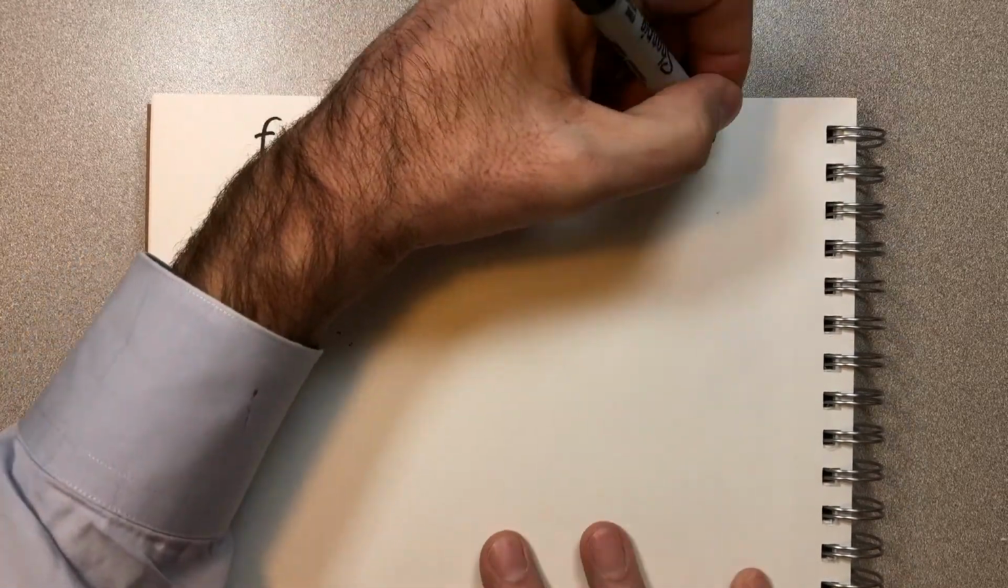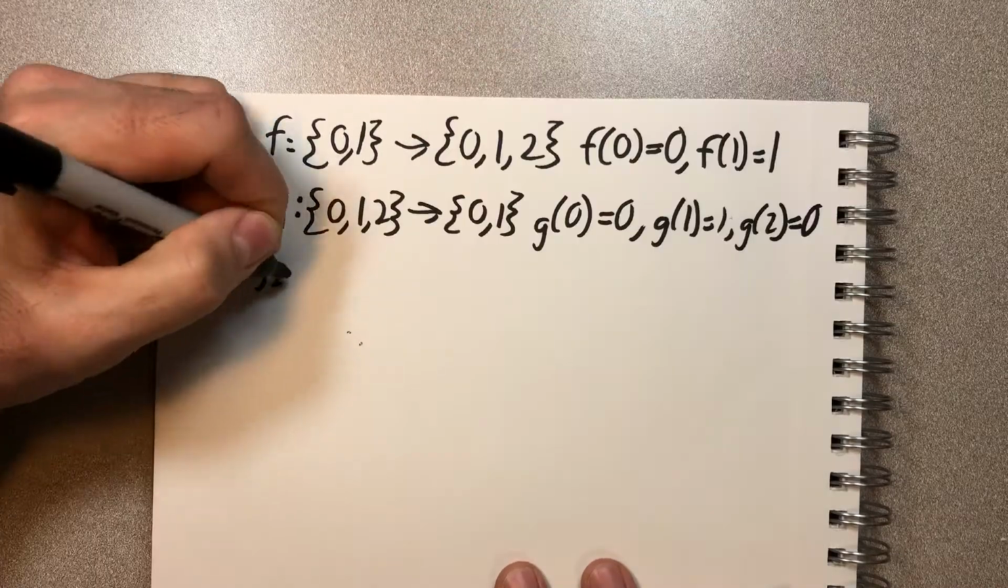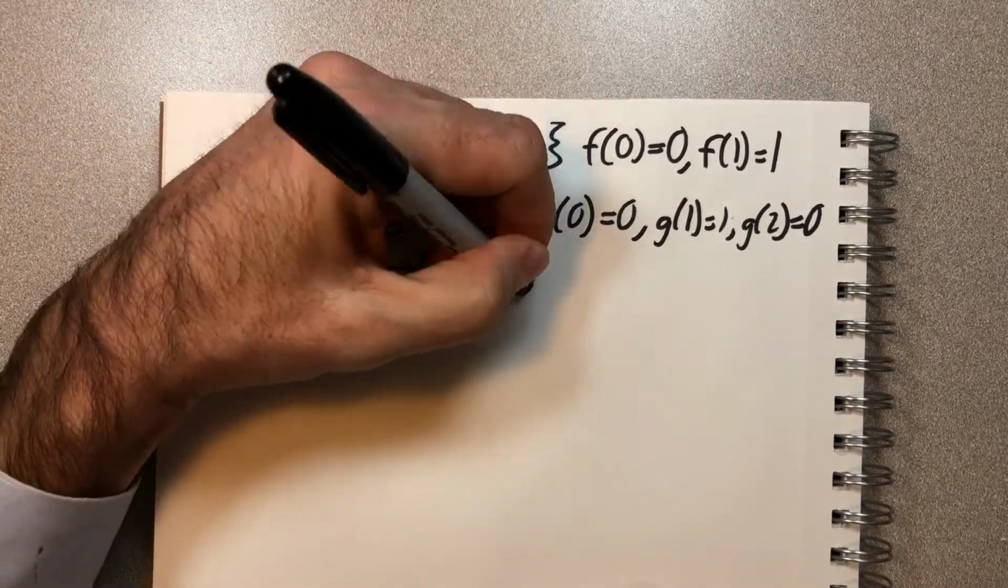Now, can a function have more than one left inverse? And can it have more than one right inverse? The answers to those questions are yes and yes. For a function with two left inverses, we'll just make one very simple.